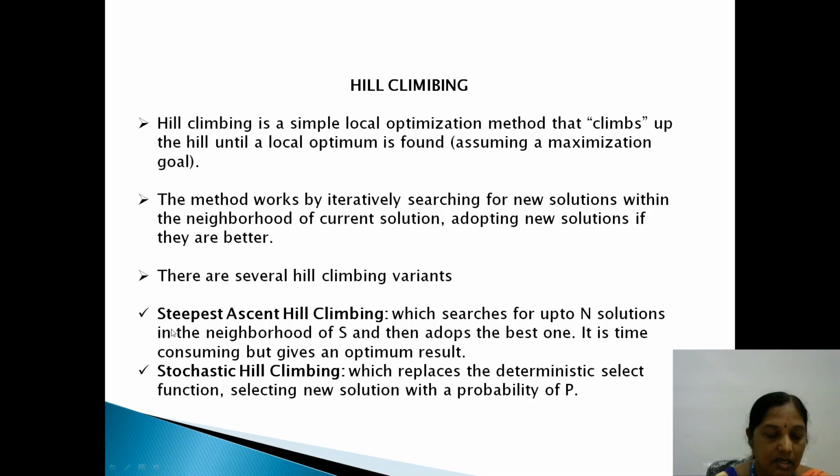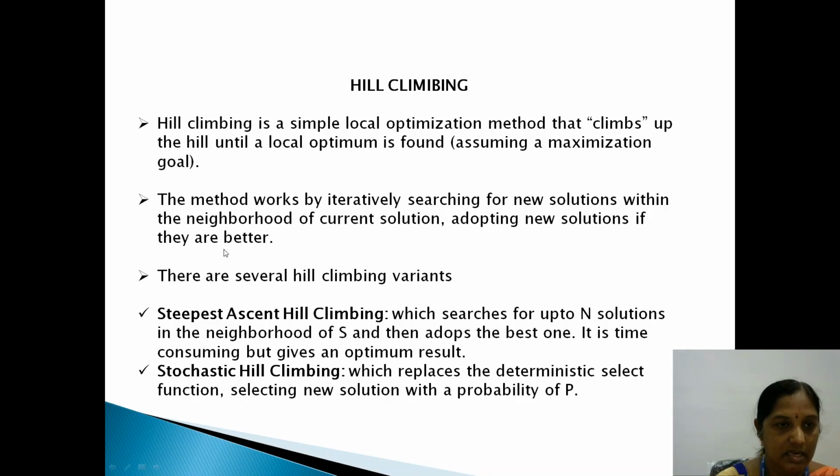Next, what are the different types of local search algorithms that are available? The first one is hill climbing, then simulated annealing and local beam search. We are discussing these three in our syllabus: hill climbing, simulated annealing and local beam search.